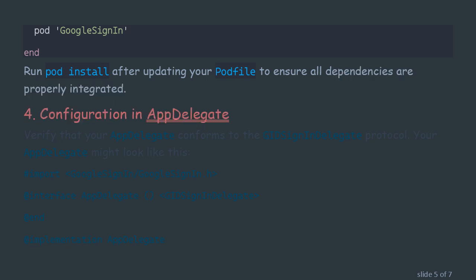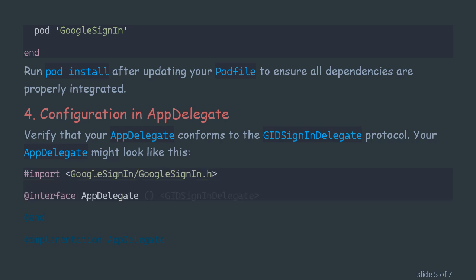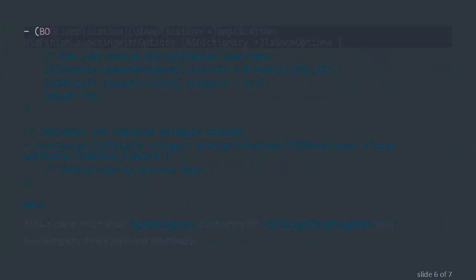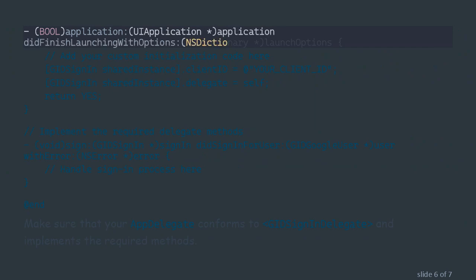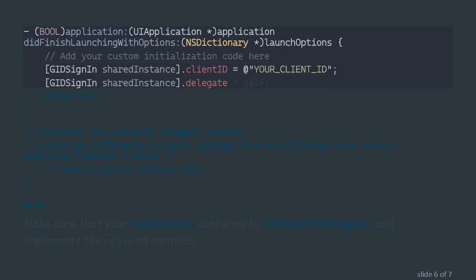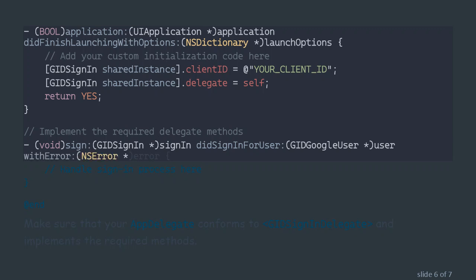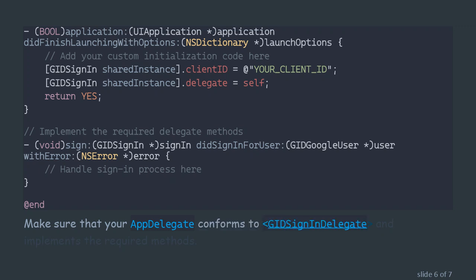4. Configuration in AppDelegate. Verify that your AppDelegate conforms to the GIDSignInDelegate protocol. Your AppDelegate might look like this. Make sure that your AppDelegate conforms to GIDSignInDelegate and implements the required methods.